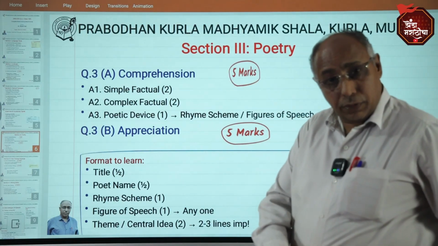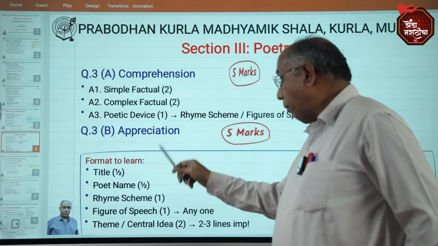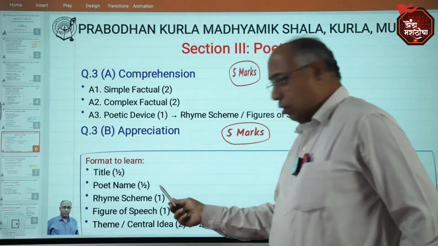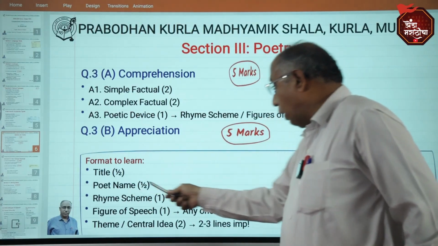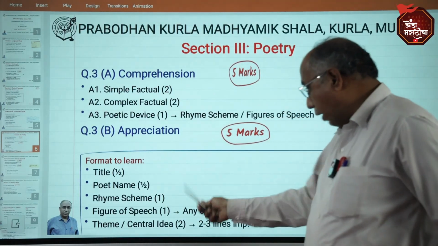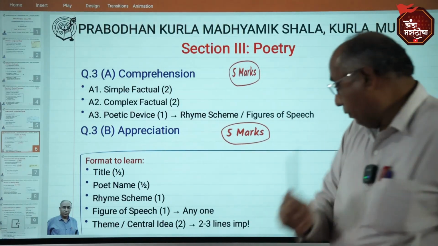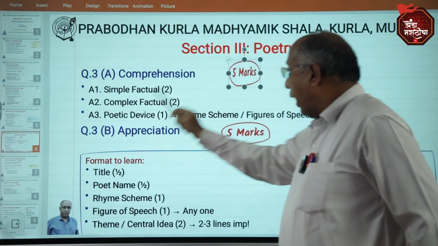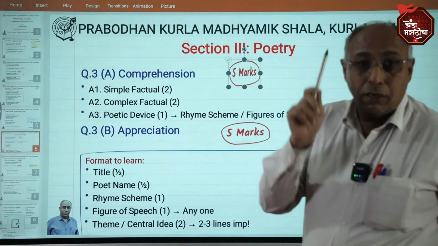Miss, the next poem will be given and you will be asked to appreciate the poem using the points given below. That is the format decided to learn. So, the title will carry half a mark, the name of the poet will carry half a mark, rhyme scheme will carry 1 mark, figure of speech will carry 1 mark, and theme or central idea of the poem will carry 2 marks. In this way, question number 3A will carry 5 marks and question number 3B will carry 5 marks. In total, question number 3 will carry 10 marks.